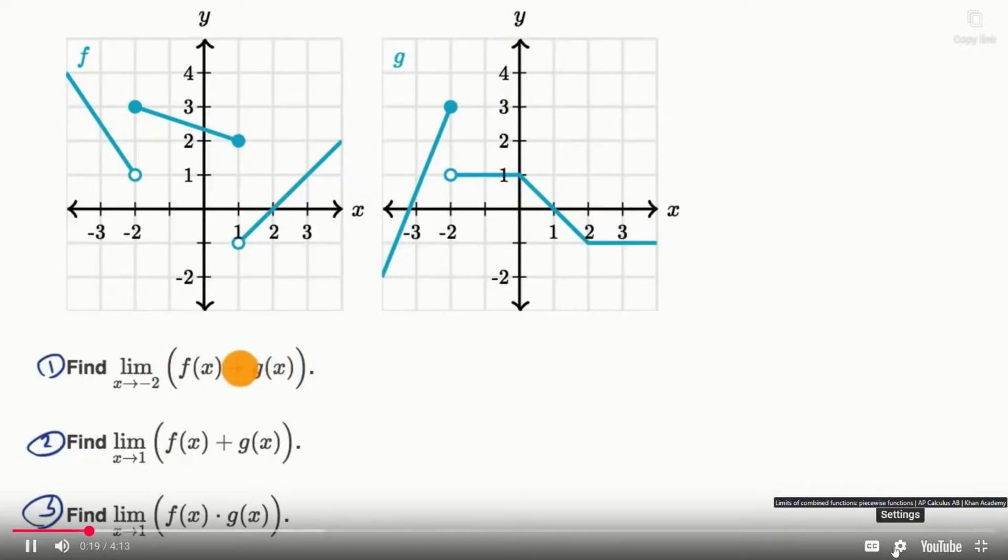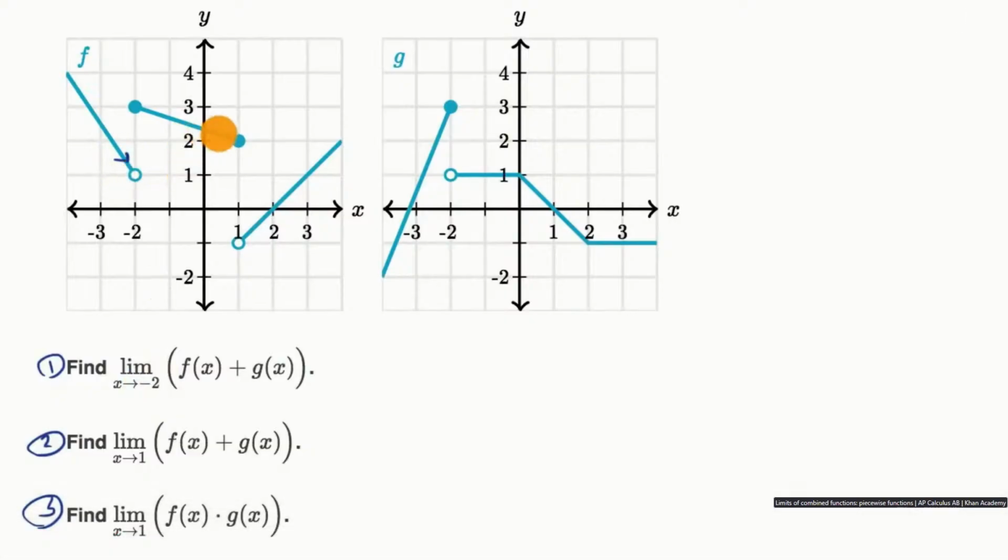But you will quickly find a problem. Because when you find the limit as x approaches -2 of f of x, as we are approaching -2 from the left, it looks like we're approaching 1. As we approach x equals -2 from the right, it looks like we're approaching 3. So it looks like the limit as x approaches -2 of f of x doesn't exist. And the same thing's true of g of x.